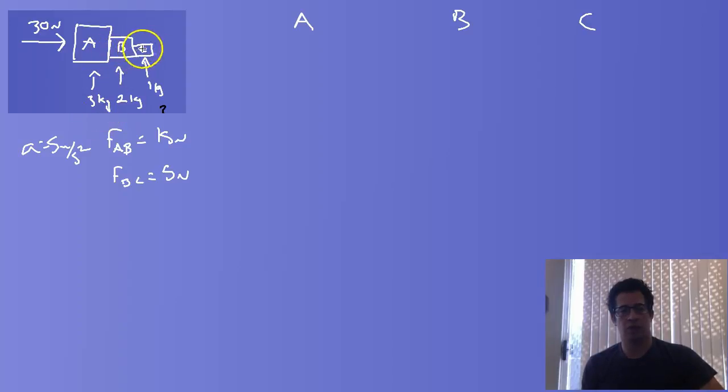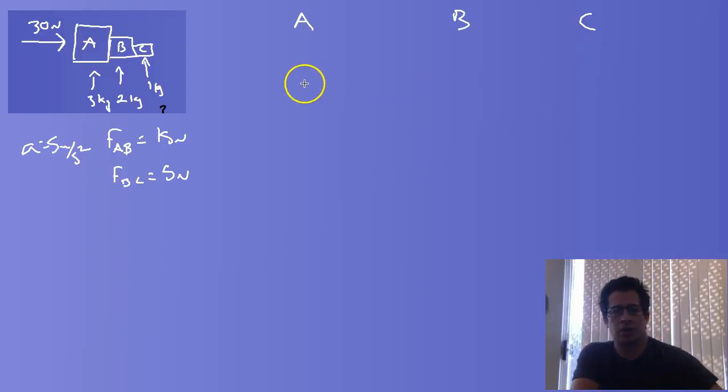Between B and C there was a 5 Newton force, and that was the 5 newtons required to accelerate C at 5 meters per second squared. And then between A and B there was a 15 Newton force, and that was 15 newtons required to accelerate B and C together at 5 meters per second squared. And so I want to look a little bit closer at what's going on here.